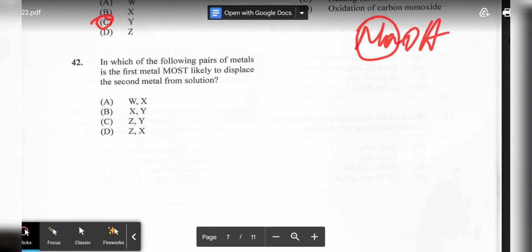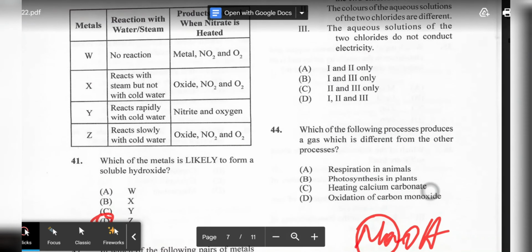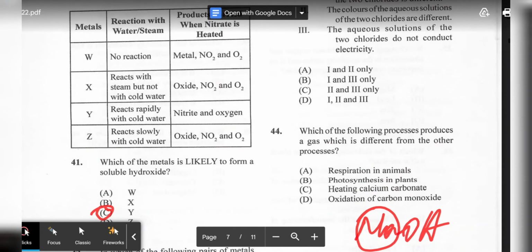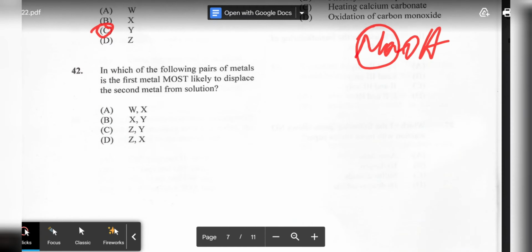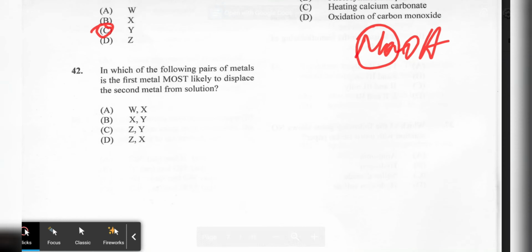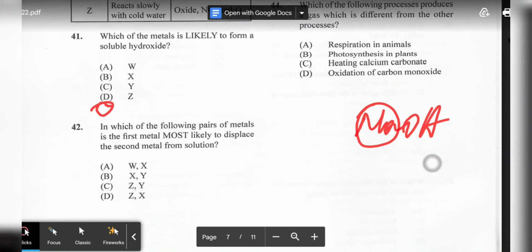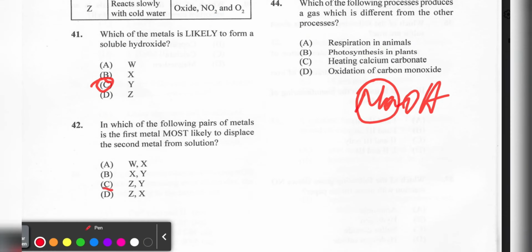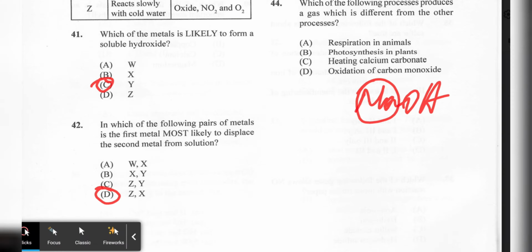So which one is most likely to displace a second metal from solution? Will W displace X? No, W is least reactive. Will X displace Y? No, Y is the most reactive. Will Z displace Y? No, because Y is the most reactive. Will Z displace X? Yes. And so our answer is D. You have to constantly refer to the information so you can get the answer and look at the observations.